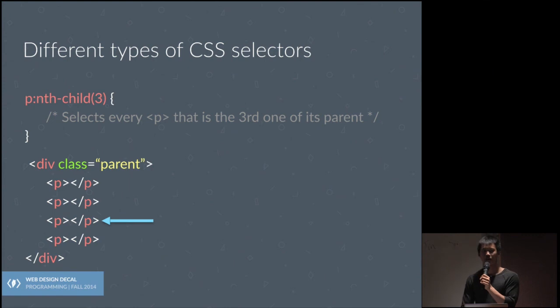Sorry, I misspoke. It would actually select only the third one. However, if you put in 3n, then it would actually pick every third. So if I had more p tags here, it would pick 3, 6, 9, 12, et cetera.